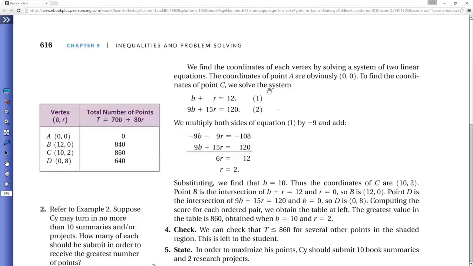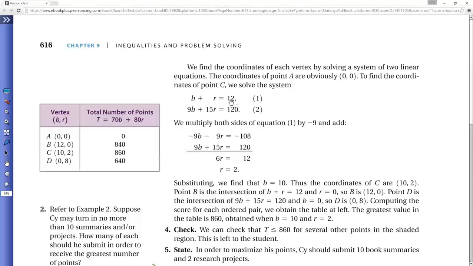So they do some things that we've done before to find the coordinates of each vertex, solving a system of two linear equations, right? They want to get actual values, not estimate from that graph. So they put this b plus r equals 12 and combine it with 9b plus 15r equals 120, right? So this is the border to the maximum amount of projects, book reviews and research projects, you can put in, and it's got to be that 12.